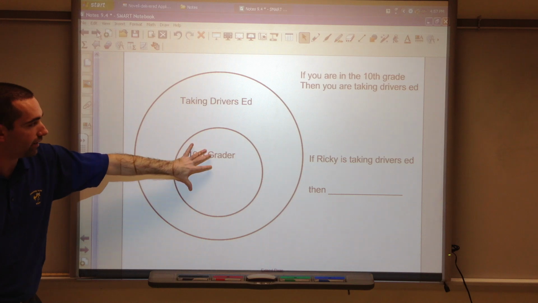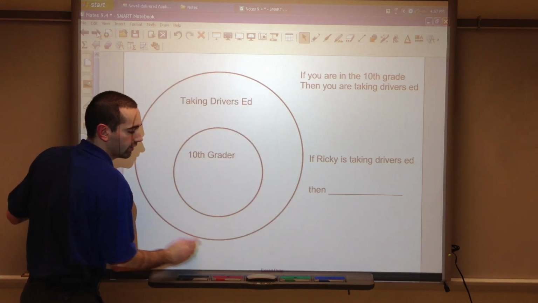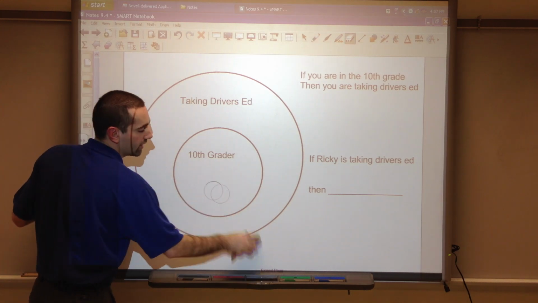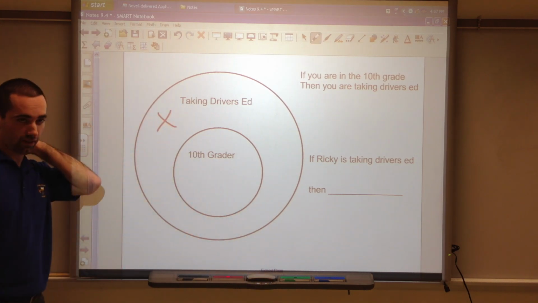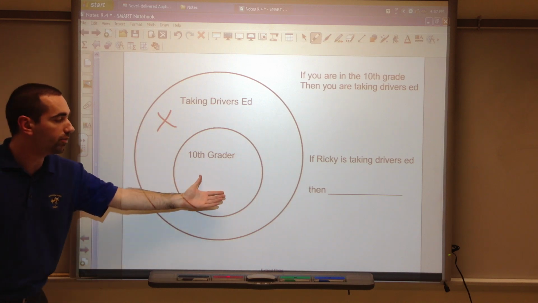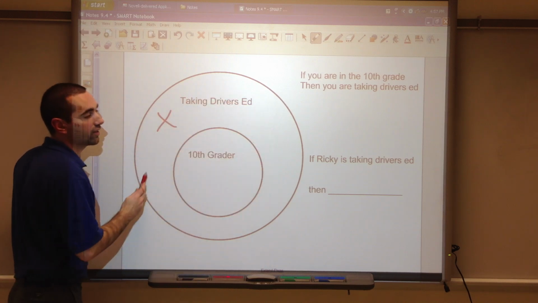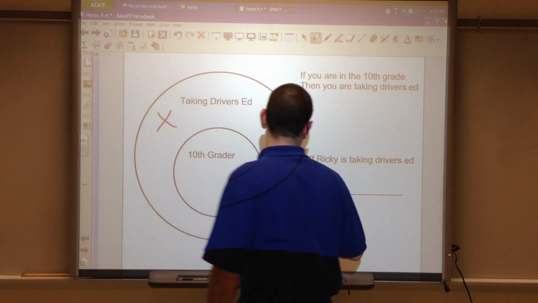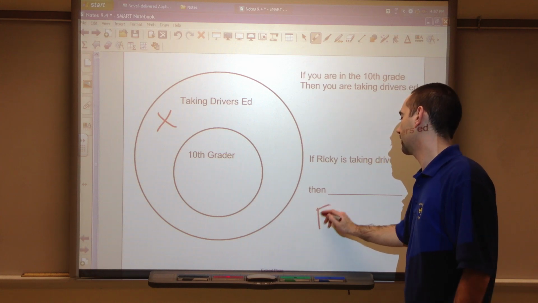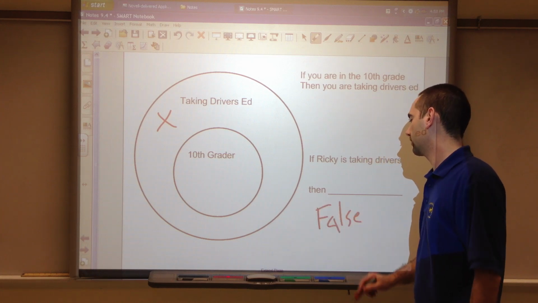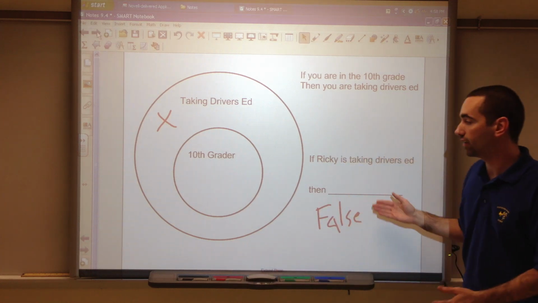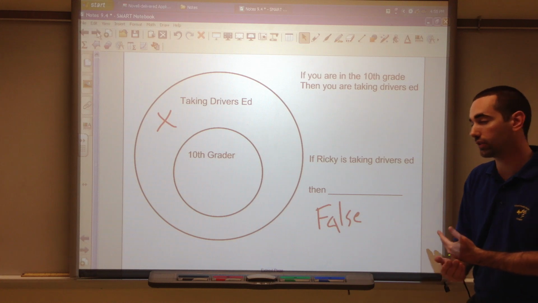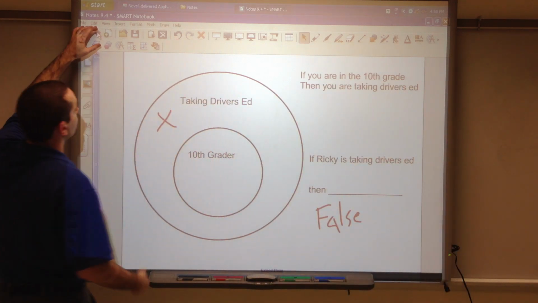If you're in the 10th grade, then you're taking driver's ed. Ricky's taking driver's ed, so Ricky's here. He could be here, he could be here. He's somewhere in the driver's ed circle. Does that mean he's in the 10th grade? Not necessarily. So this is false. This, what we just did, was the converse. Remember, the converse is false. That's why it goes in the order.